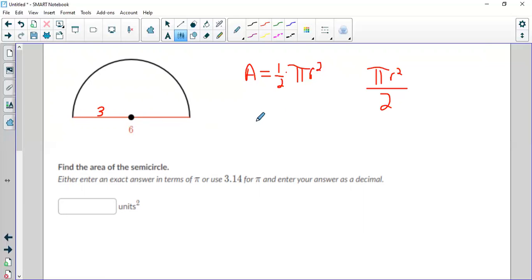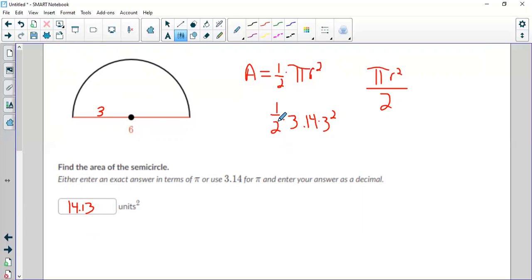So put 3 in place of the r, so it's 1/2 times pi times the radius of 3 squared. Well, 3 squared is 9, so 9 times pi times a half. Well, I don't like using a half. I'll just use 0.5. Same difference. Gives me a final answer of 14.13 units squared.